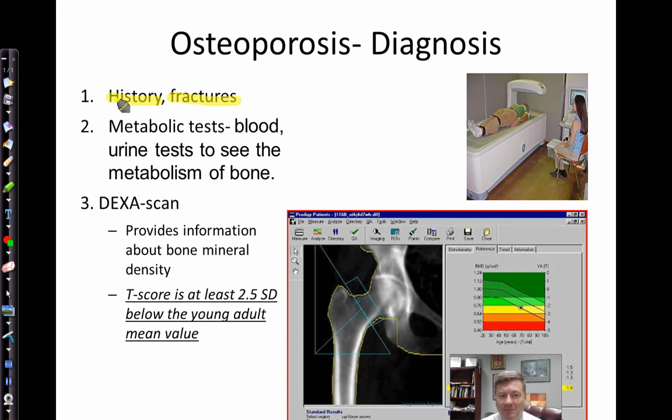So again, that family medical history, as well as a history of fractures itself, is a predictive factor for osteoporosis. There are some metabolic tests, particularly with blood and urine, that look at the metabolism of bone. Specifically, we're looking at calcium in the blood. We're looking at some hormone levels in the blood that give us some sense of whether somebody is potentially putting a lot of calcium into their blood and therefore potentially weakening their bones. So there are some blood and urine tests that give us some bit of osteoporosis assessment.